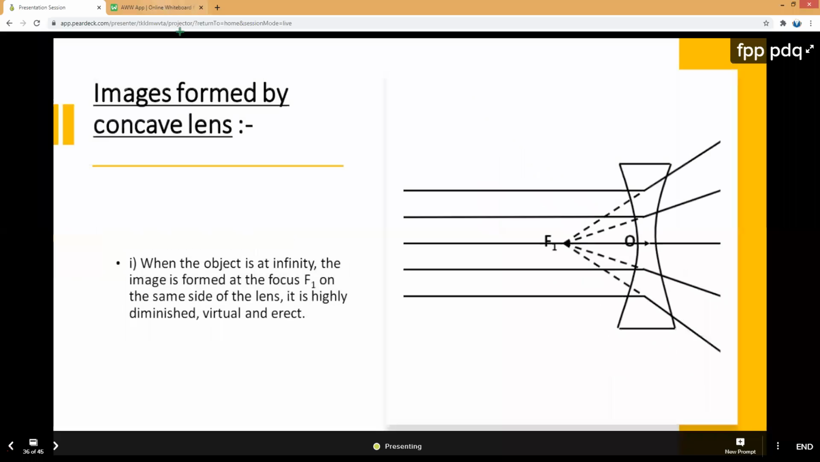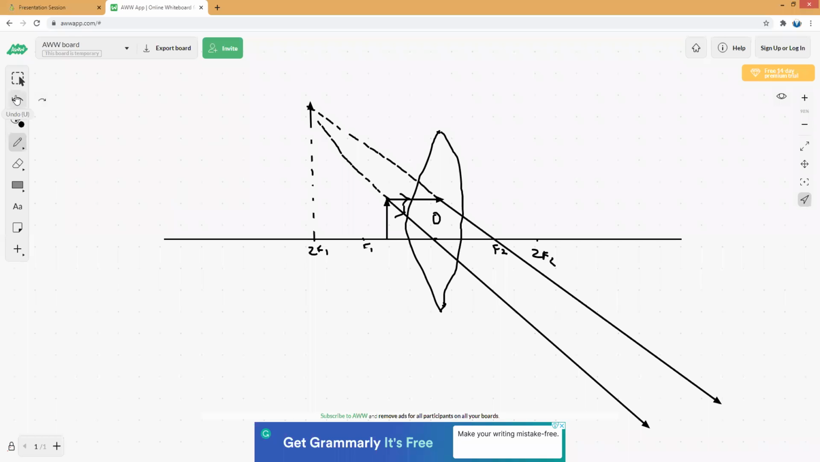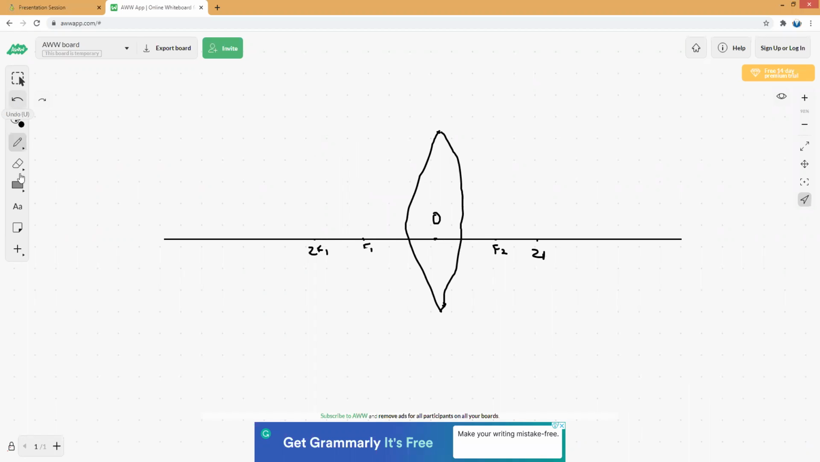Now the concave lens. First of all, the lens itself is going to be tough to draw here. One second, let me just quickly erase this.